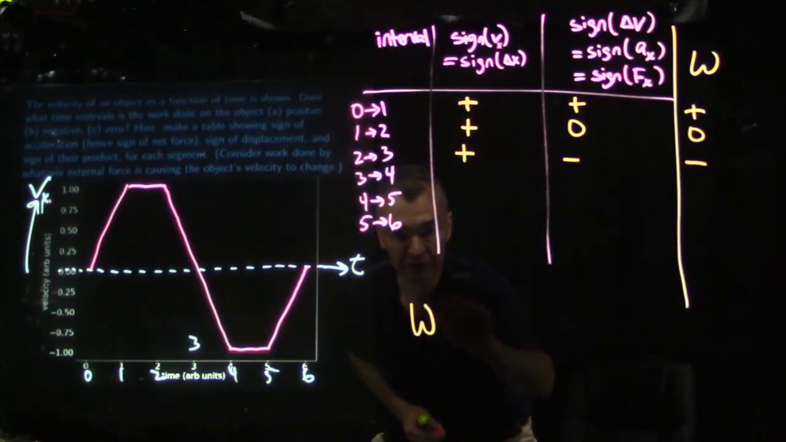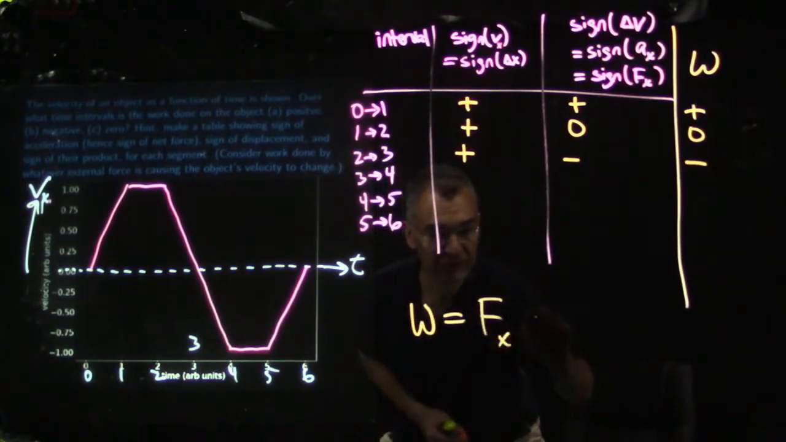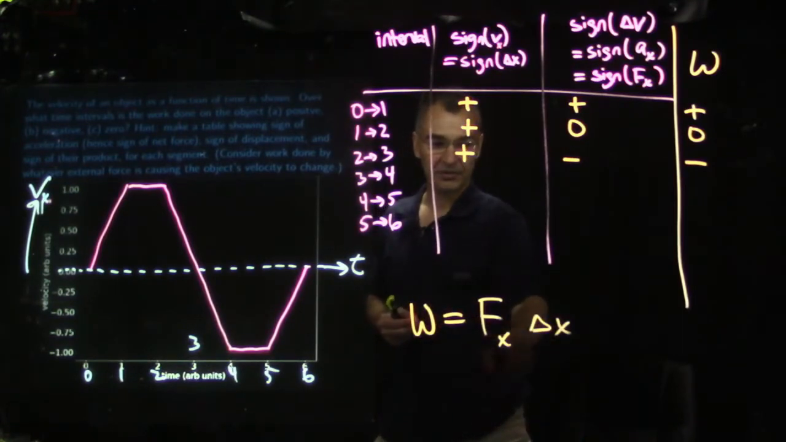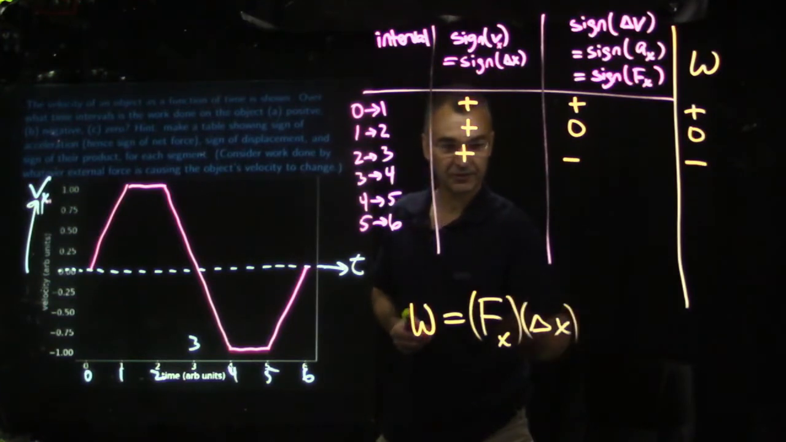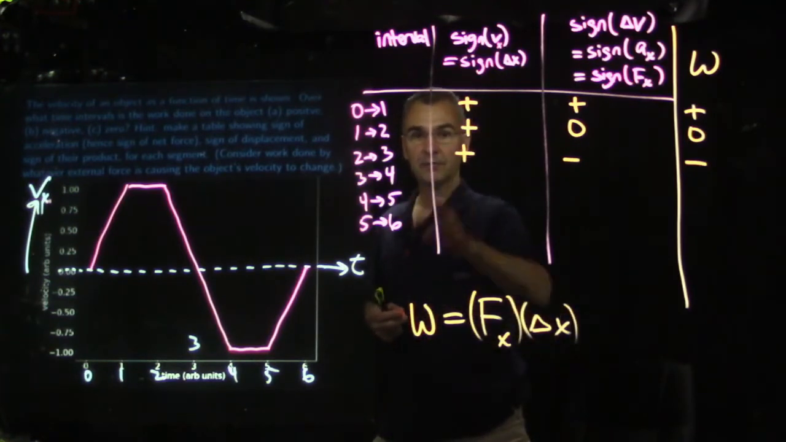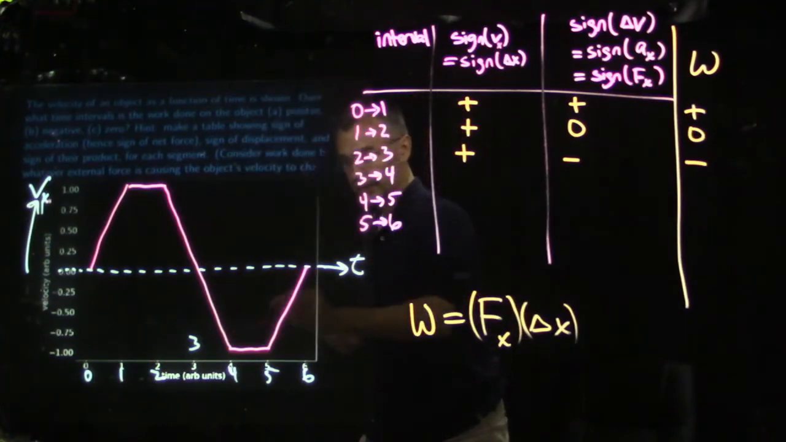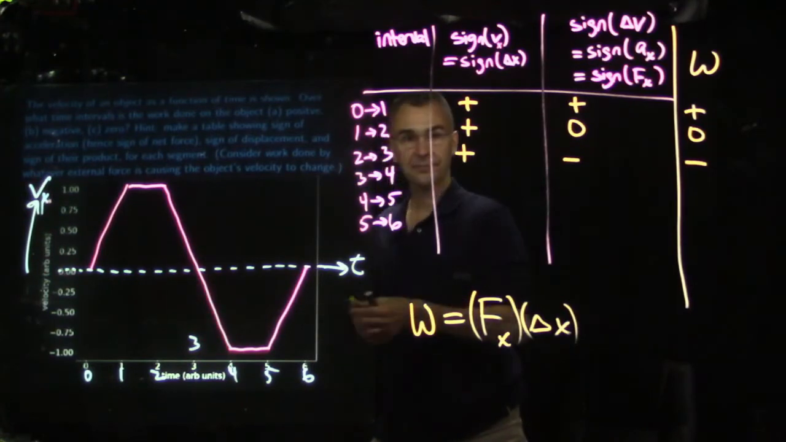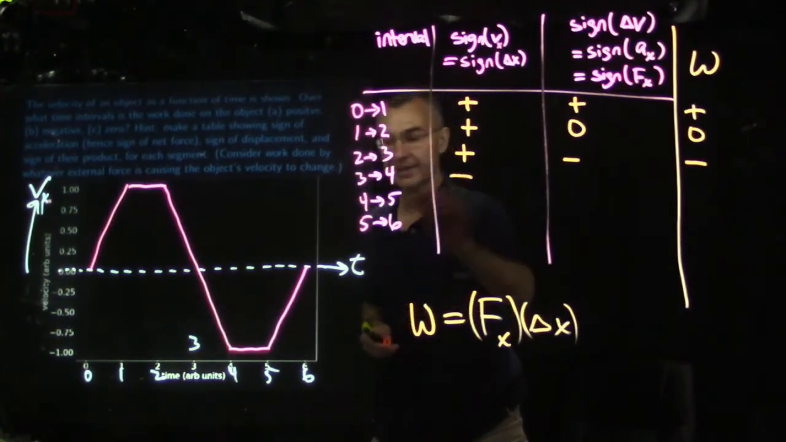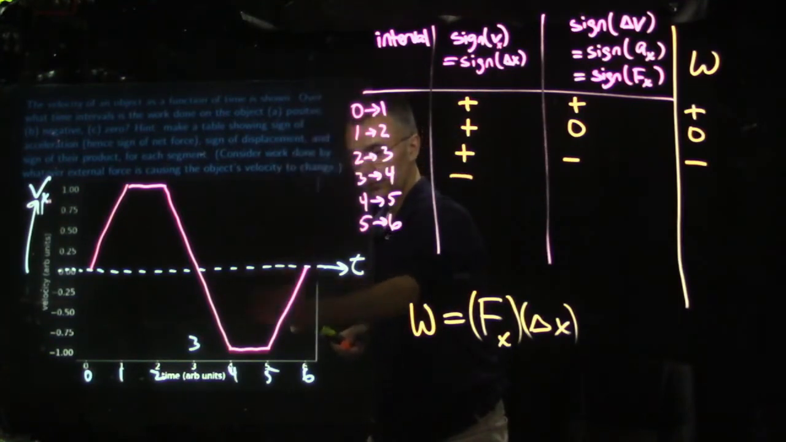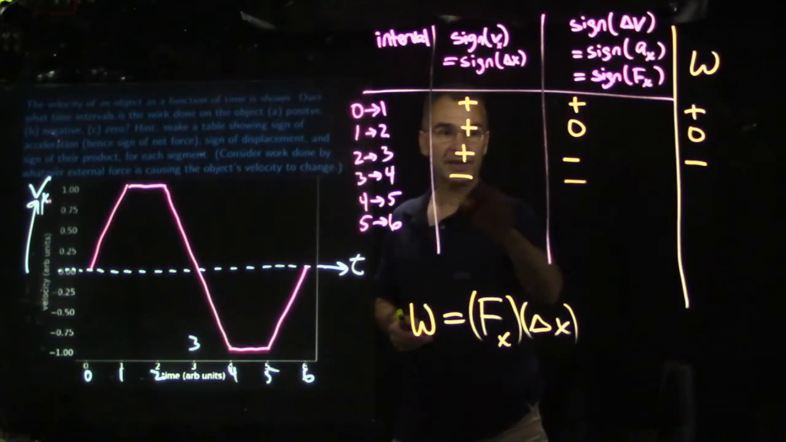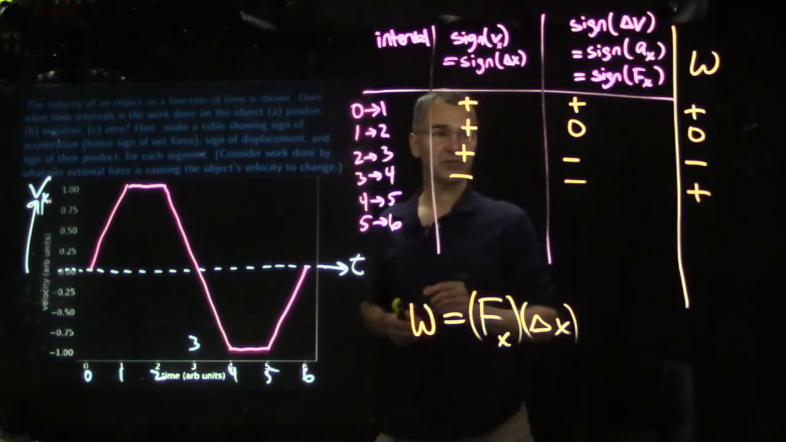Remember, work is the force times the displacement. So we're checking the sign of this times the sign of this. And then from 3 to 4, it seems like the displacement is negative because the velocity is always negative in that interval. Right, it's below 0. The velocity is below 0, so the displacement has to be negative. But the velocity is decreasing, therefore the acceleration is negative. So then negative times negative is positive, so that's positive work.